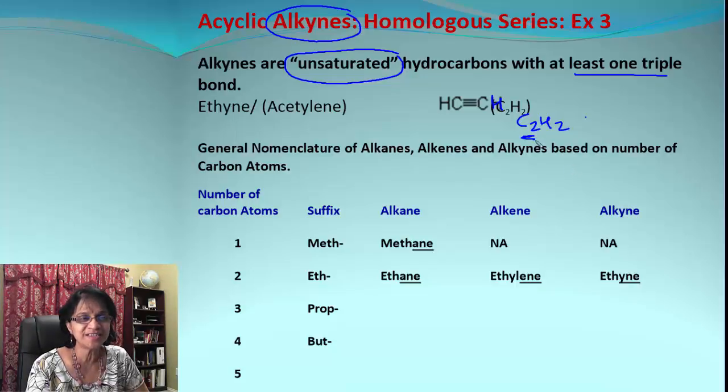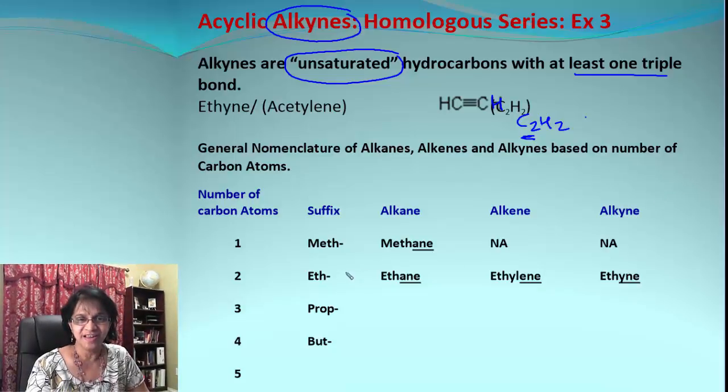So using our phrase, Mom eats peanut butter, it corresponds to eats, which is eth. And since we have a triple bond, the compound is ethyne, or we also have a common name called acetylene. So here's the deal. If we know the number of carbon atoms, we can easily predict the name of the parent chain for alkane, alkene, or alkyne.